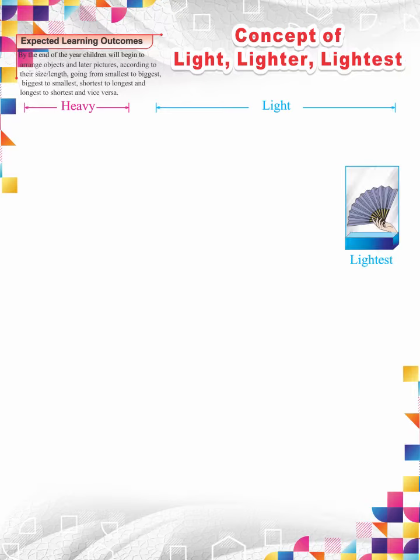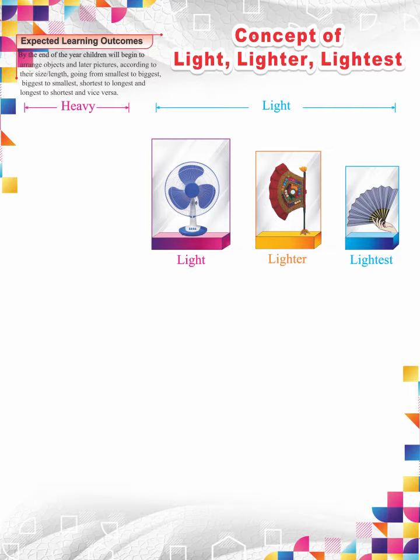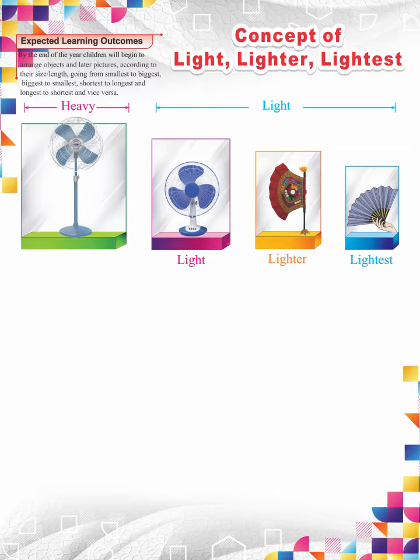The wooden hand fan is lighter, but the electric pedestal fan is light in weight. It also means that the electric pedestal fan is heavier than the wooden hand fan. The wooden hand fan is lighter than the electric pedestal fan, but the paper hand fan is the lightest because it is lighter than the wooden hand fan. Hence, the paper hand fan is the lightest among the wooden hand fan and electric pedestal fan.